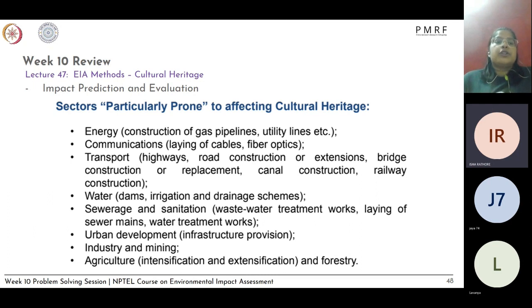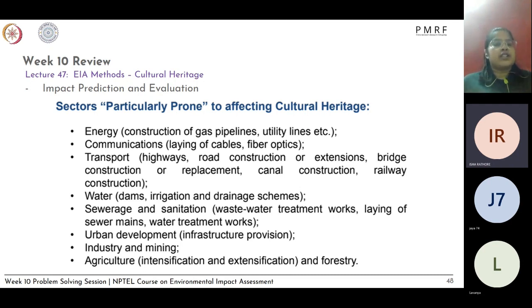And sectors also particularly contribute towards affecting cultural heritage. So these sectors include energy, which requires construction of gas pipelines, utility lines, and pollution from these sources. Then we also have communications, like laying of cables, fiber optics, telephone lines, and other things. And you have transport, where you have construction of very linear roads, highways, extensions, and other things.